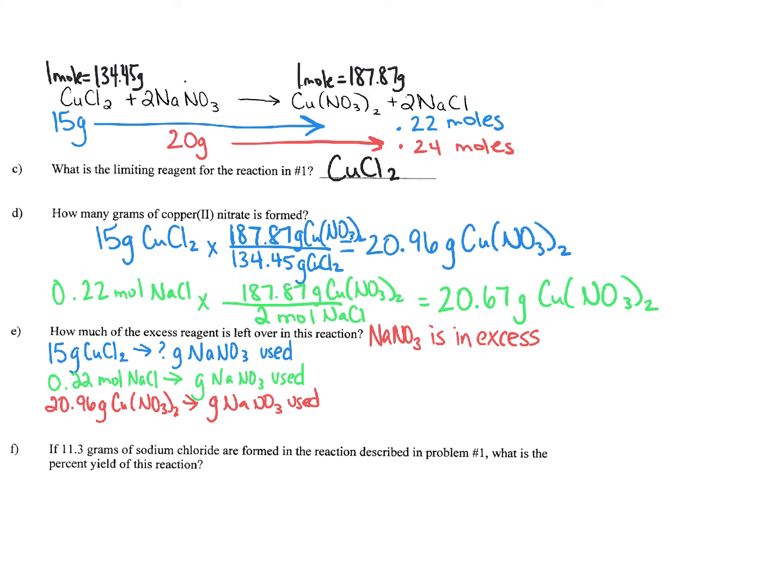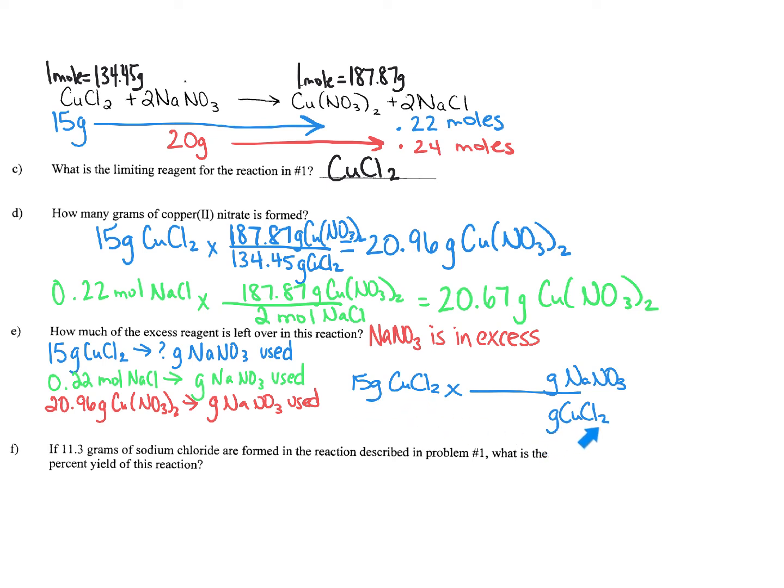Once you've completed this, I'm going to show you how to do it, but make sure you pause it and try it on your own. I'm going to do it going from 15 grams of copper chloride to the grams of sodium nitrate. Remember that when we want to do a conversion factor, we set it up where we start with what we're given, which is 15 grams of copper chloride.